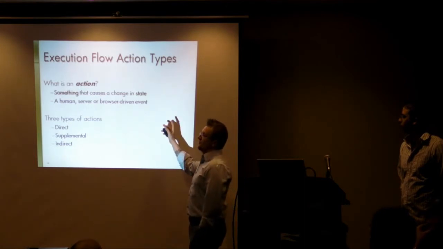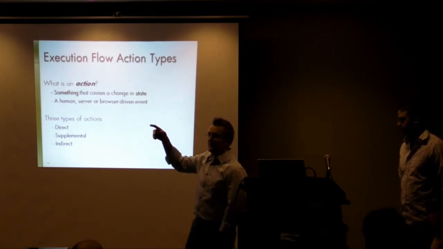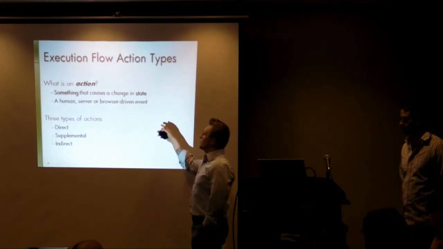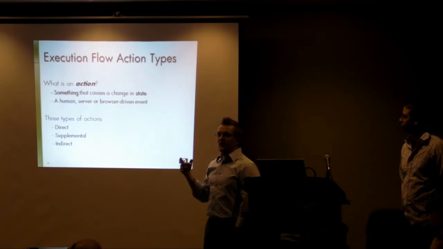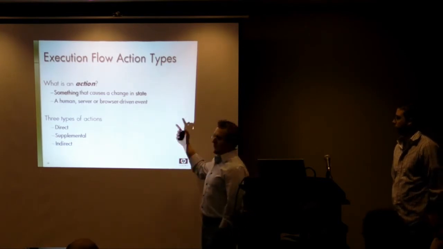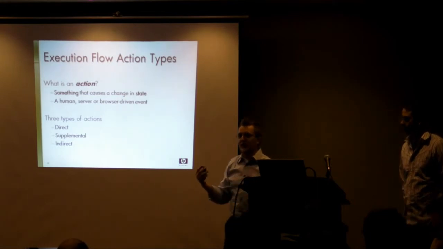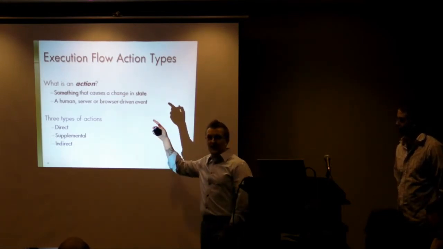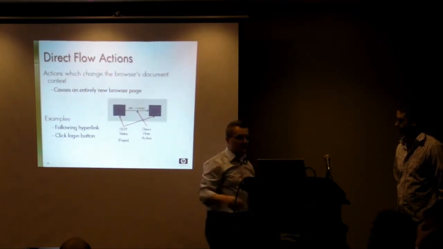So there are three execution flow types. What is an action? First off, an action is something that causes a change in state. Does that make sense? Good. It can be a human, server, or browser-based event, any of those three. Whether it's an include, a button you click, or something else that happens, it's going to be an action. There are three types of actions: direct, supplemental, and indirect.